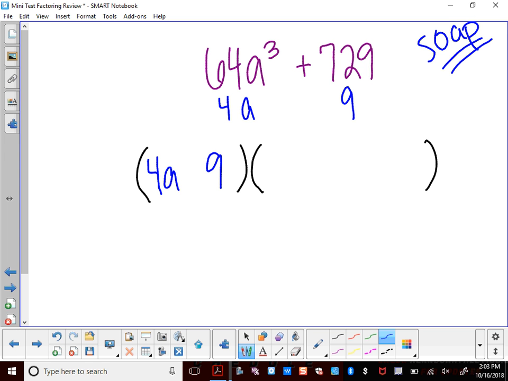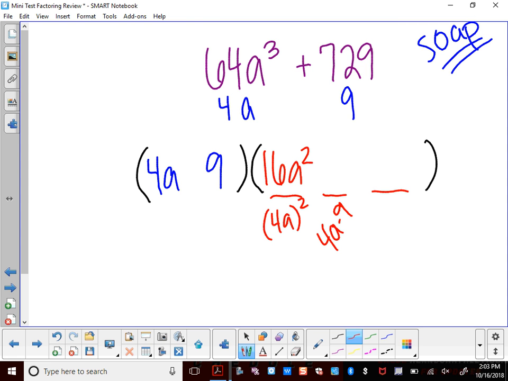I do my signs last. I'm going to have 3 numbers here. My first number tells me I need to square my first term. So what is 4a squared? 16a squared. What is 4a times 9? 36a. And for my last term, I square my last term. So what is 9 squared?